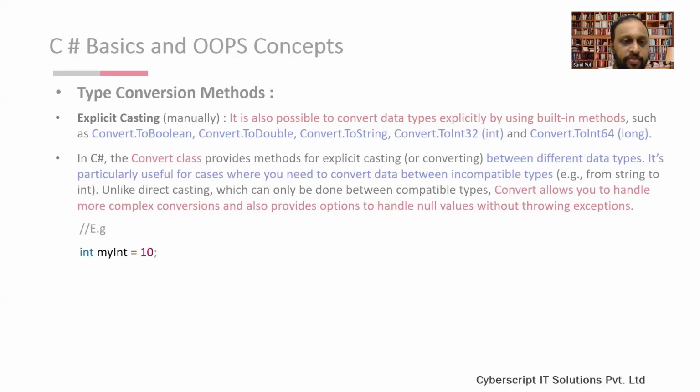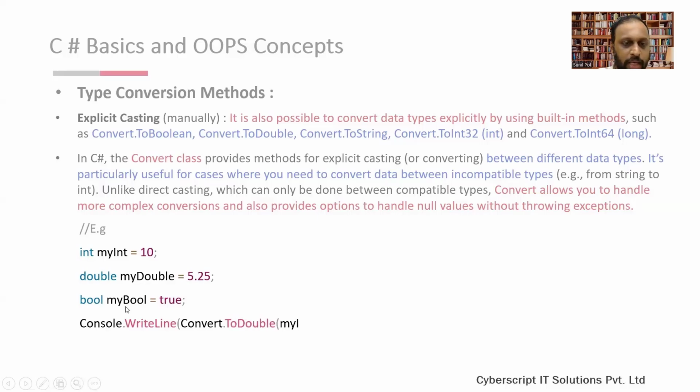So let's understand this with an example. So here we have declared one myInt variable, which is of type integer. Now there is one more double variable and a myBool variable, which are of type double and bool respectively. And now I am printing that information on the command prompt. So Convert.ToDouble(myInt) will convert this value into a double with the help of the Convert class and the ToDouble method. So this myInt is converted into the double data type.